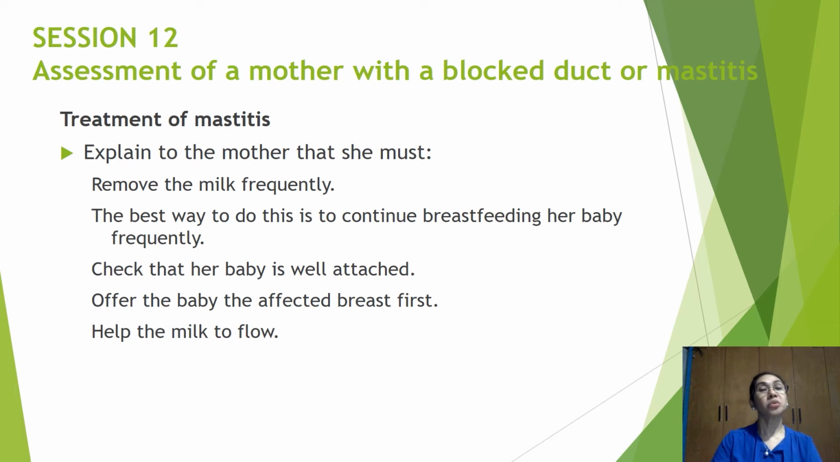So, treatment of mastitis: we have to explain to the mother that she must remove the milk frequently. And the best way to do this is to continue breastfeeding her baby frequently. Check that her baby is well attached. Offer the baby the affected breast first and help the milk to flow.